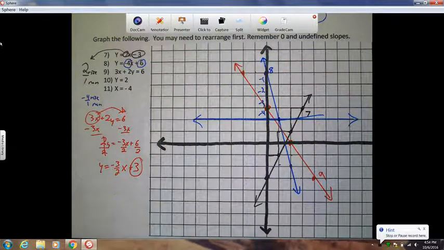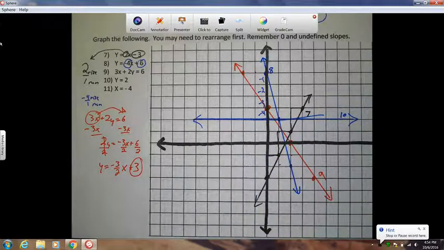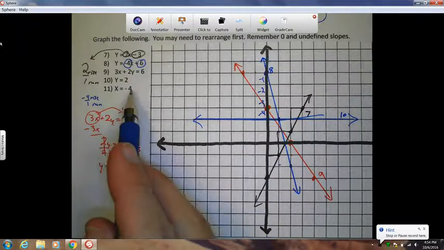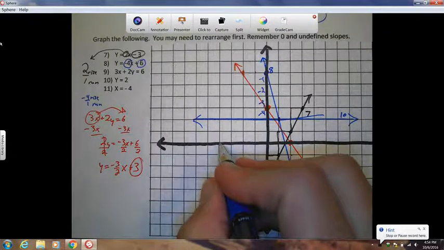And number 11, it has an x, no y. This is going to be an undefined slope. So it's going to be a vertical line. It's going to cross where x is equal to negative 4.